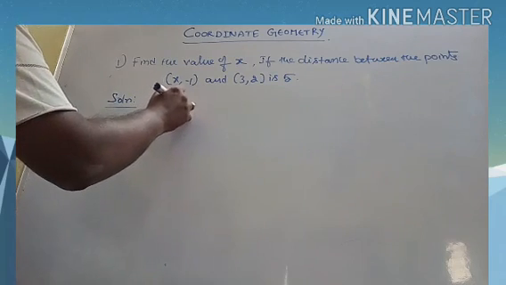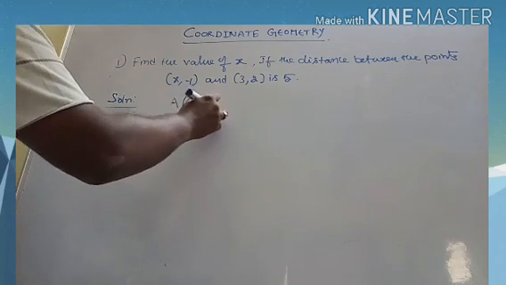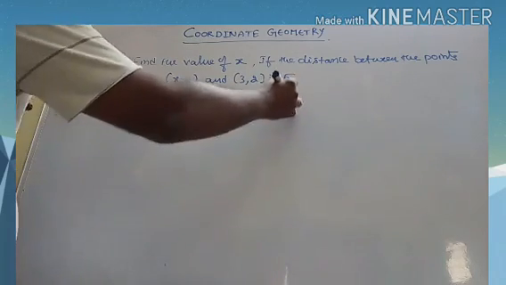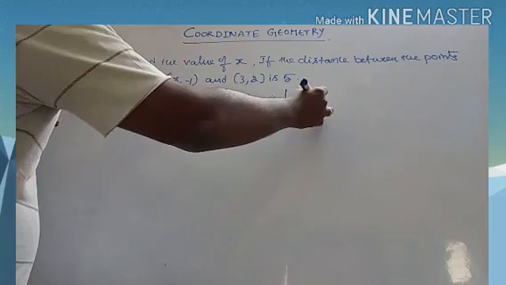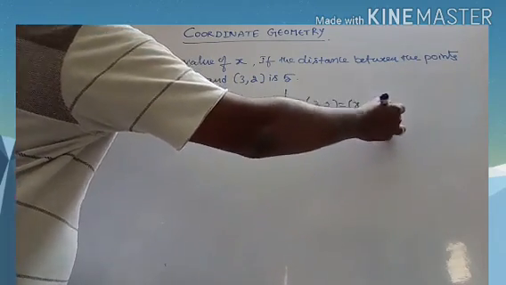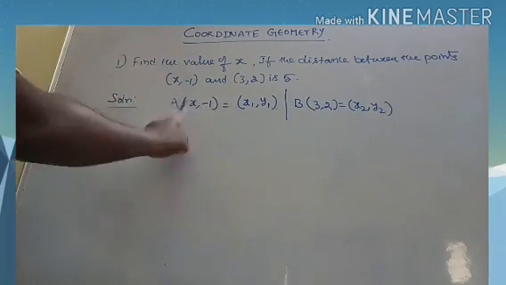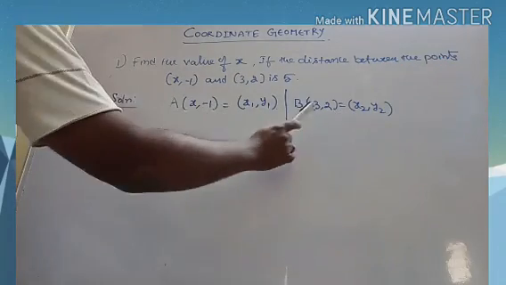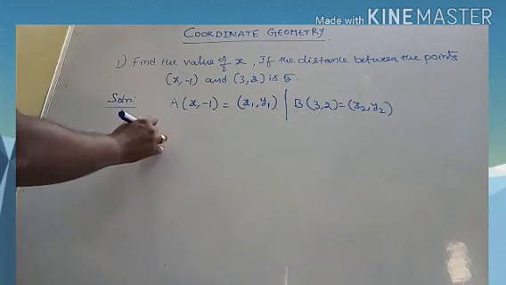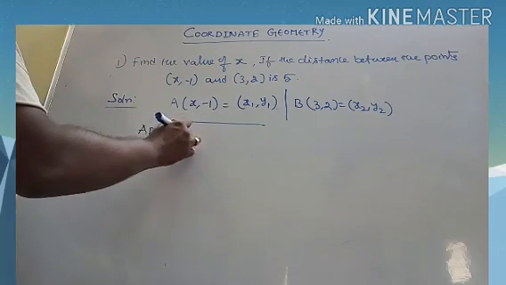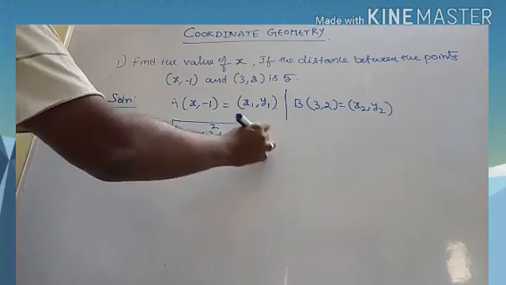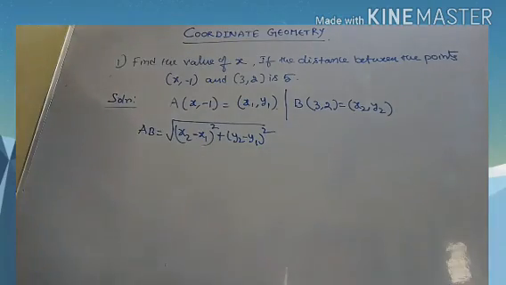You know that the first point A is (x, -1). Let us equate it with (x1, y1). And B is (3, 2), and let us equate this with (x2, y2). Now x1 is x, y1 is -1, x2 is 3, y2 is 2. The distance between AB, the formula is given by the square root of (x2 - x1) whole square plus (y2 - y1) whole square. This is the formula.